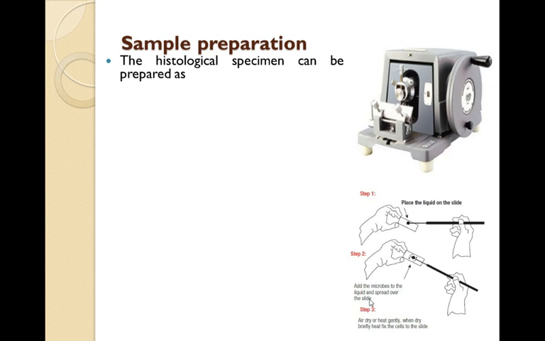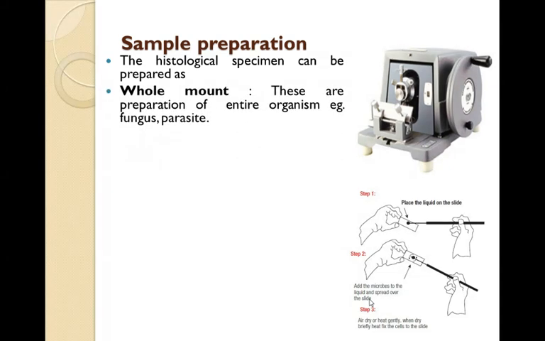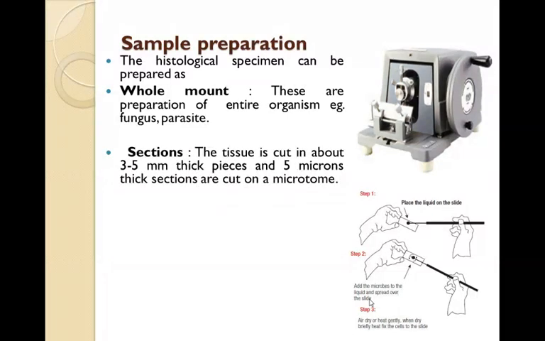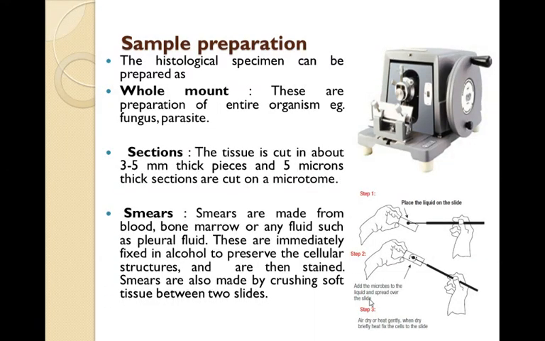First of all, histological specimens can be prepared as whole mounts, sections, and smears. In a whole mount, the entire cell or organism, for example a fungus, parasite, or entire bacterial cell, is mounted on a slide.